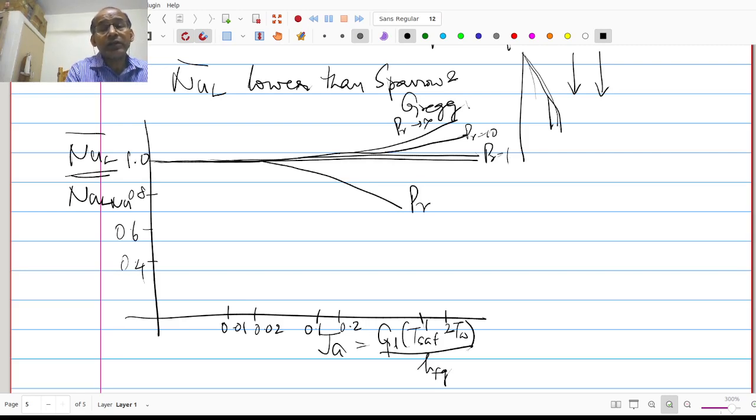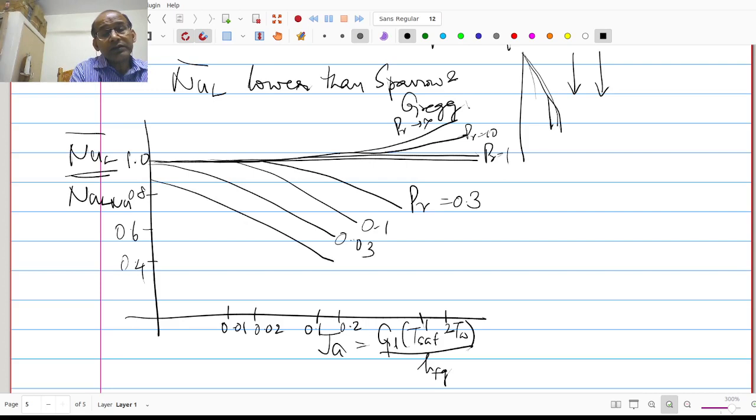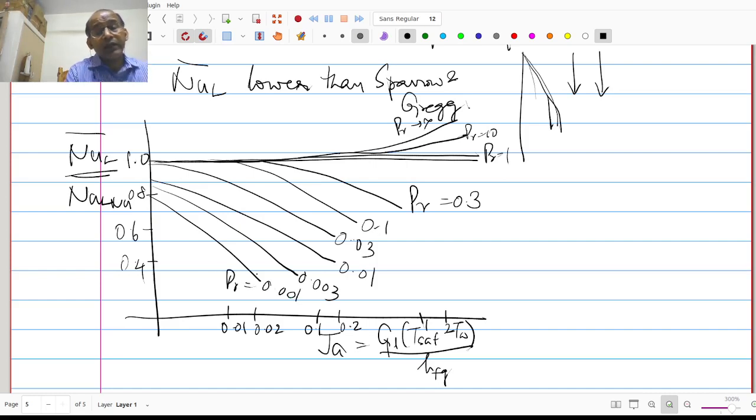This is Prandtl number equal to 0.3, and then there is 0.1, then 0.03, and then 0.01, and then 0.02, 0.003 and 0.001, etcetera. This is Prandtl number. Okay, so this is the kind of result that he obtained.